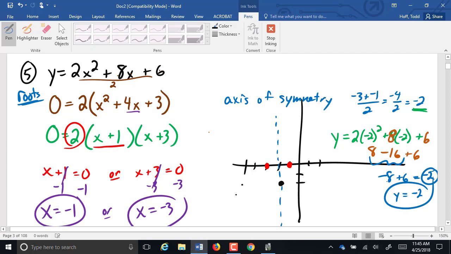So that puts it right there. That's it. X was negative 2 and y came out to be negative 2 also. And from that, we'll draw our parabola. You'll notice that one's actually a little bit narrower than the others because it wasn't just x squared, it was 2x squared. It's almost like a slope that makes the side steeper.